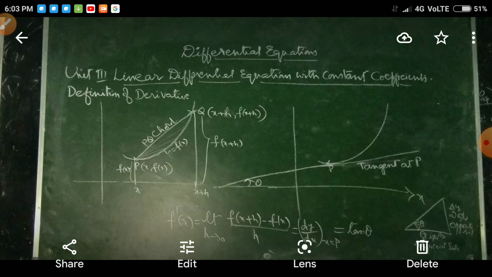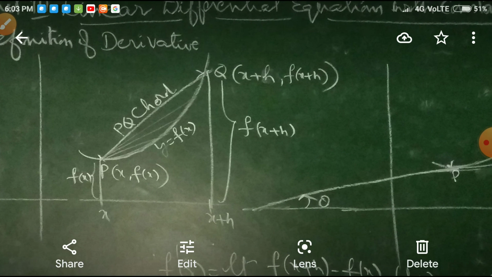As shown in the figure, you can observe that a curve y equal to f of x is drawn. I have taken 2 points P and Q. The coordinates of P are x comma f of x and the coordinates of Q are x plus h comma f of x plus h. I have taken the chord PQ. Now I have taken a vertical line at P, that denotes the y coordinate, that is f of x. Similarly at Q also I have taken a vertical line, and that length indicates f at x plus h.